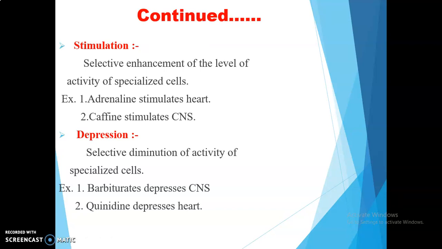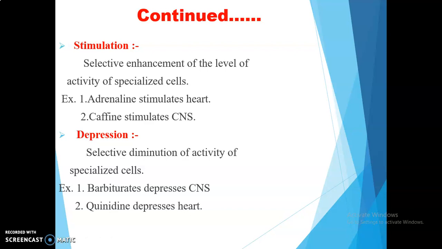Stimulation means selective enhancement of the level of activity of specialized cells. That is, the activity of a particular group of cells gets increased. Example, adrenaline is a cardiac stimulant which stimulates the heart and increases heart rate and force of contraction. On the other hand, caffeine is a CNS stimulant.